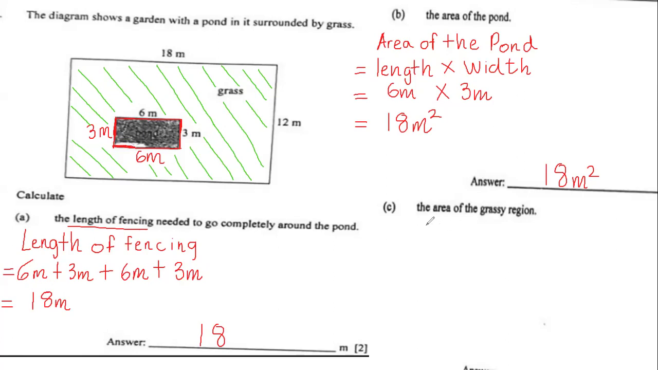So the area of the grassy region, we need to first figure out the area of the garden, right? Once we figure out the area of the garden, then we are going to subtract the area of the pond. So it's going to be the area of the garden.